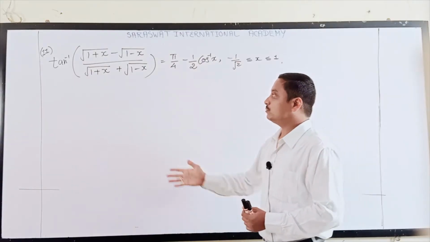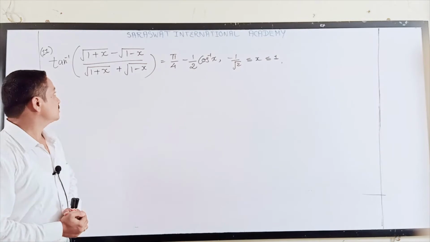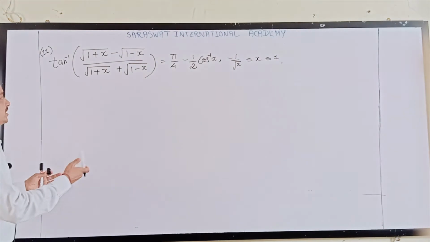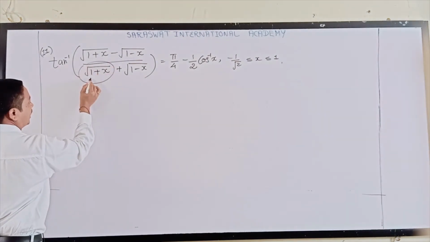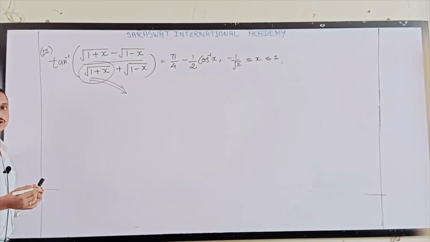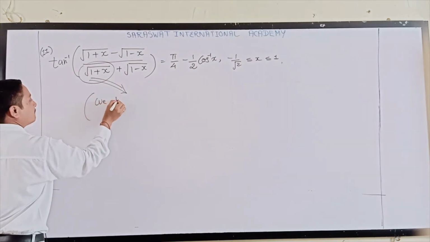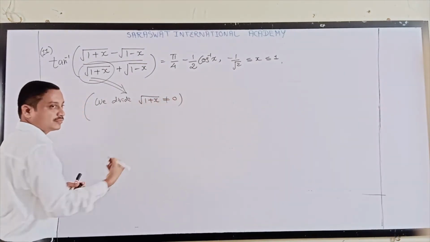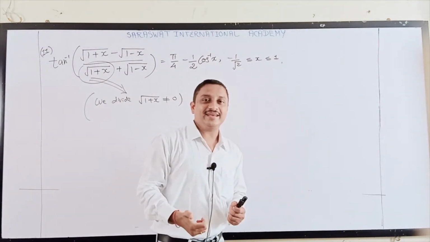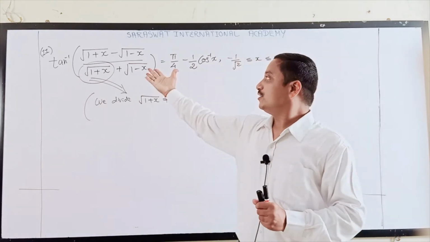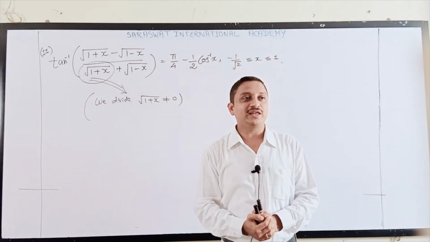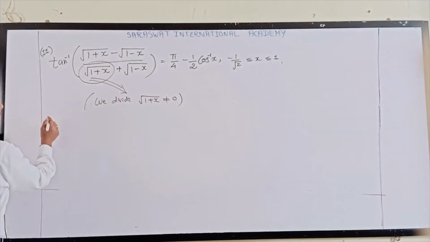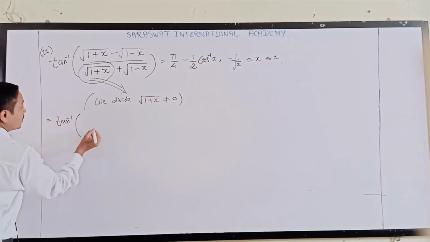Now continue. Question number 11: tan inverse of under root 1 plus x and under root 1 minus x. Same as before, students, here you just create 1 anyhow. So we divide by under root 1 plus x, not equal to 0. You know why it is divided? Yes, it is converting to the tan inverse basic formula, (x minus y) upon (1 plus xy). So students, if I divide it, definitely I get 1 here.